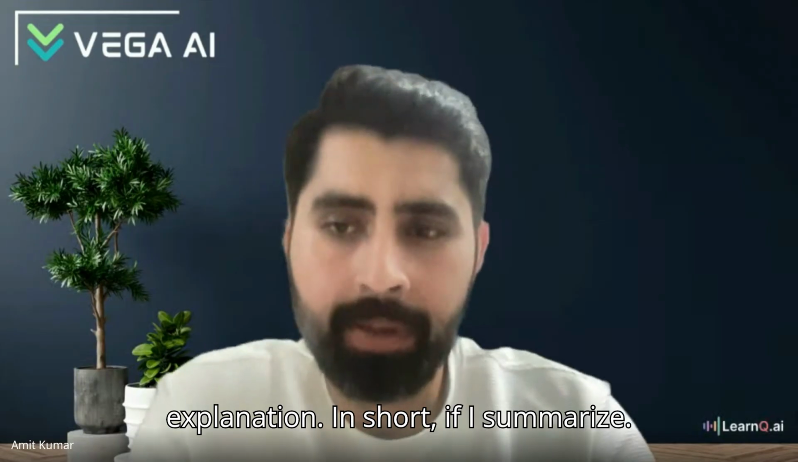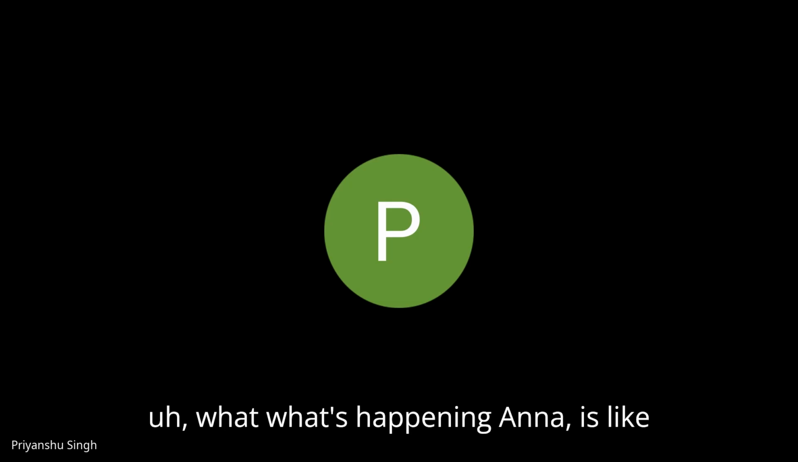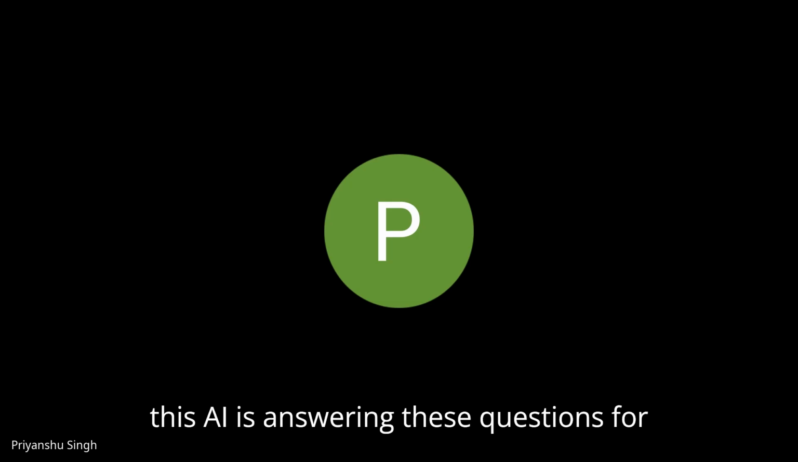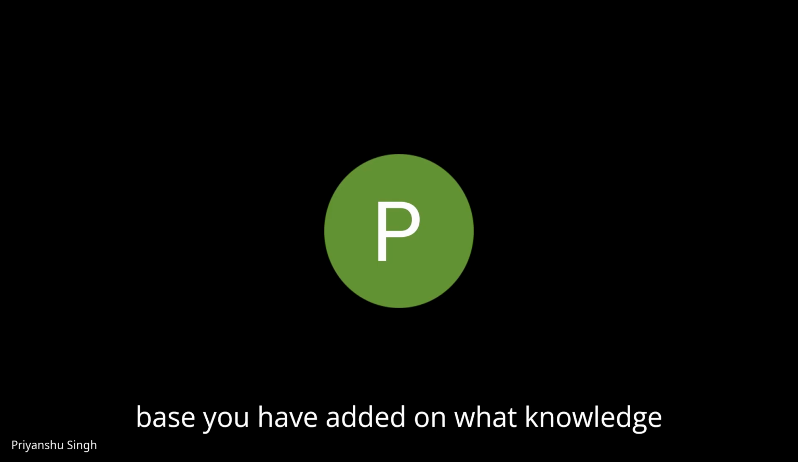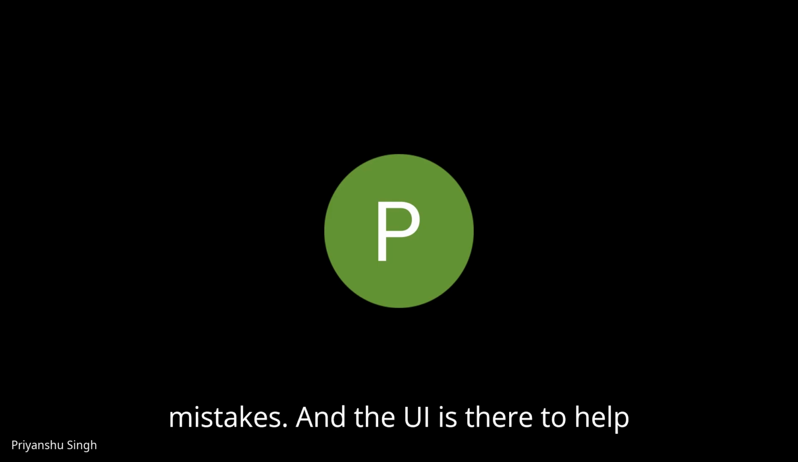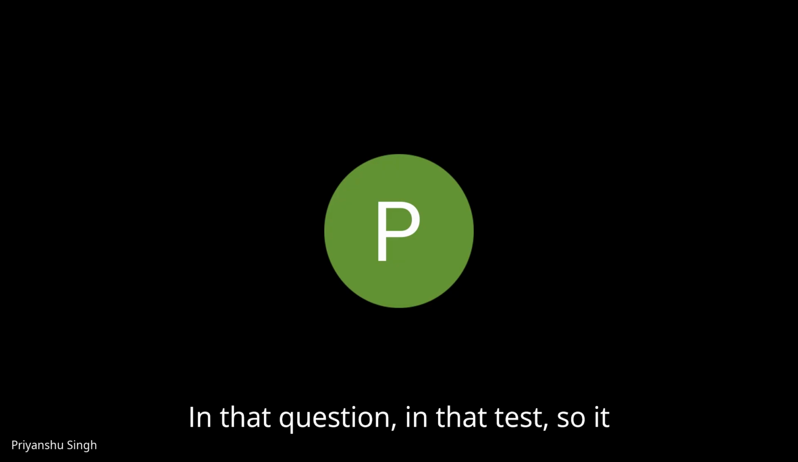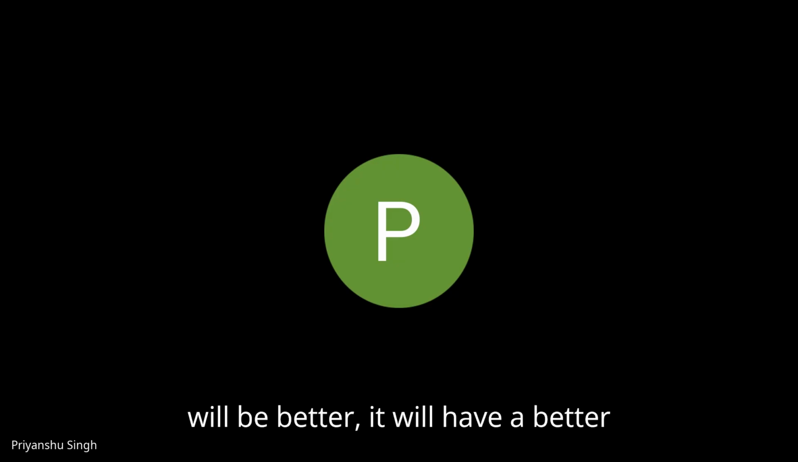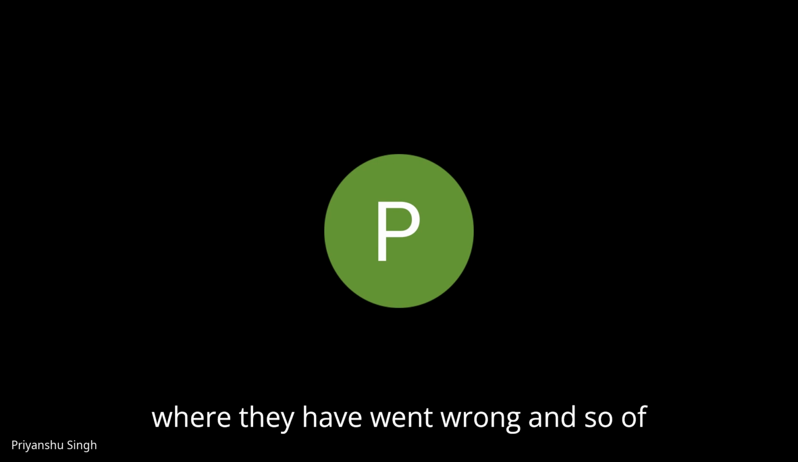Anna, if I summarize in short, what's happening is this AI avatar is answering these questions for the first time based on what knowledge base you have added and what knowledge it has prior to that. Secondly, when a student makes mistakes and the AI is there to help them out, it will have the actual solution that you have uploaded in that question, in that test. So it will have a better context to tell the student where they have gone wrong.